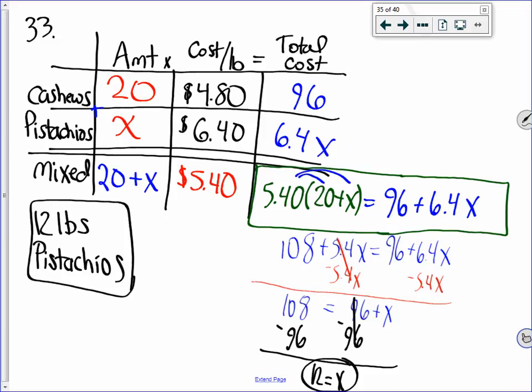So it's called a mixture problem because you're mixing together two different quantities, the cashews and the pistachios. And it's kind of like a percentage type problem in that it's weighted by the costs instead of by the percents. So that's why the problem needs to have the same structure.